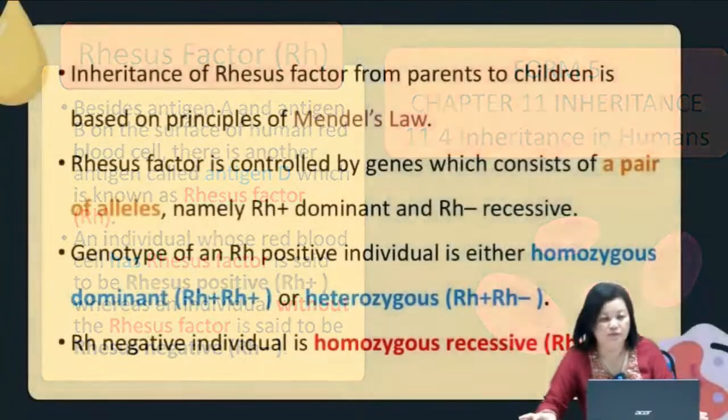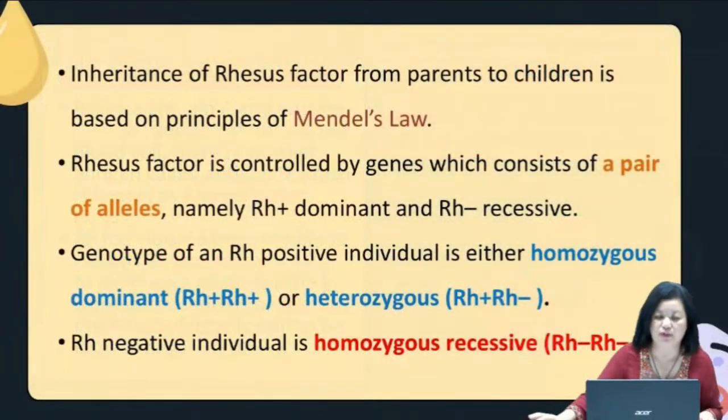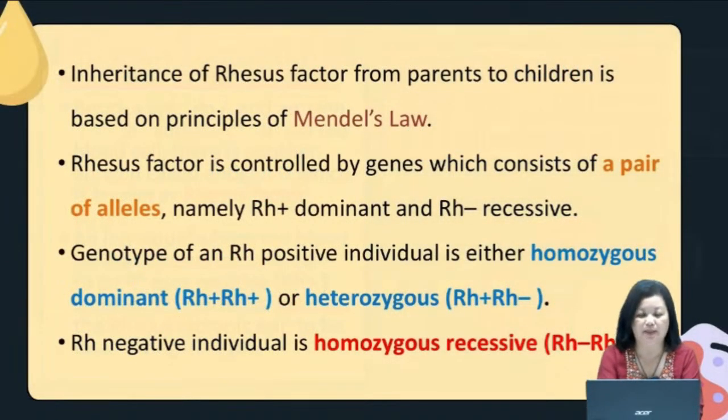Inheritance of the rhesus factor from parents to children is based on the principles of Mendel's law. The rhesus factor is controlled by genes, which consist of a pair of alleles, namely rhesus positive dominant and rhesus negative recessive. The genotype of a rhesus positive individual is either homozygous dominant or heterozygous. A rhesus negative individual is homozygous recessive.